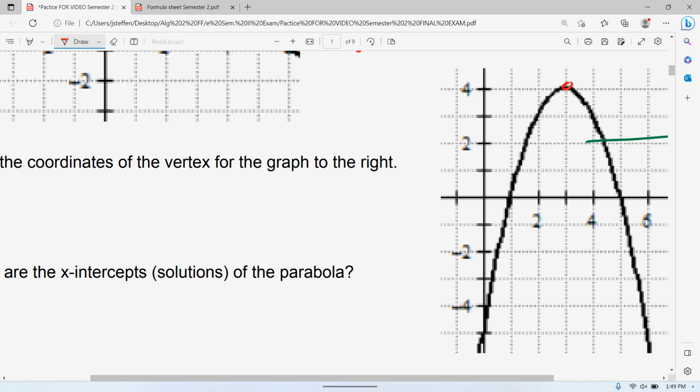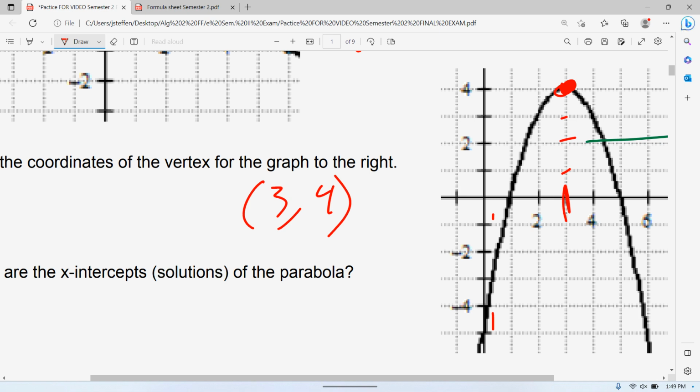So the vertex is right where it switches directions. So it's going up and up and up, then it slows down and gets to its peak and then starts going down. That's the vertex. The vertex, as an ordered pair, you go to the right 3, and then you go up 1, 2, 3, 4. That's your ordered pair for your vertex.